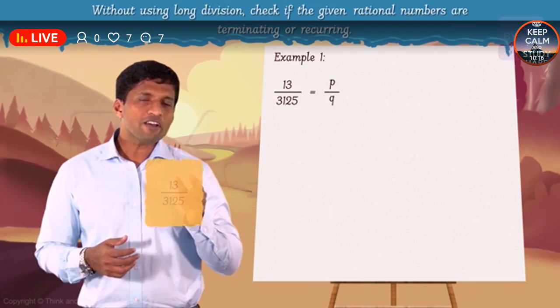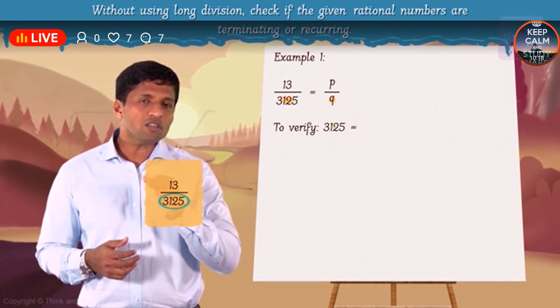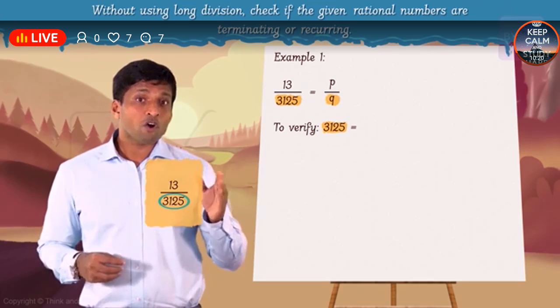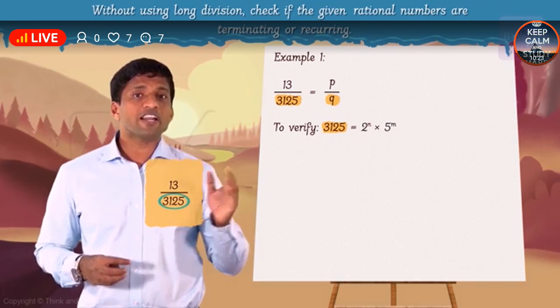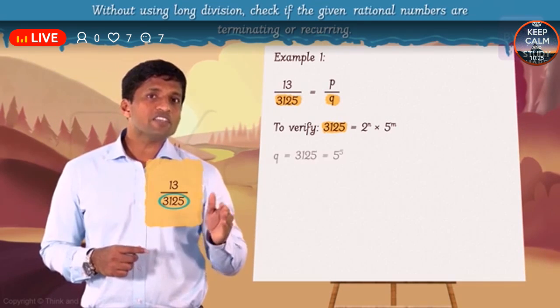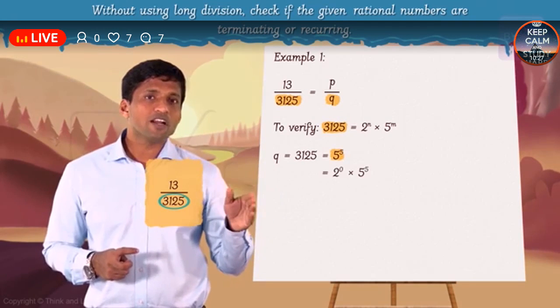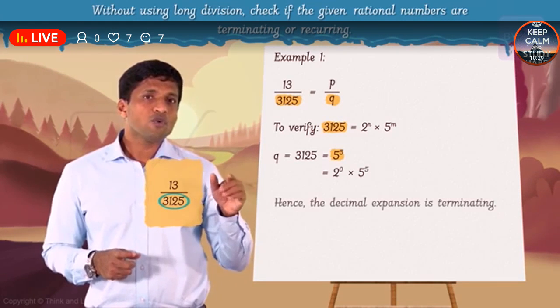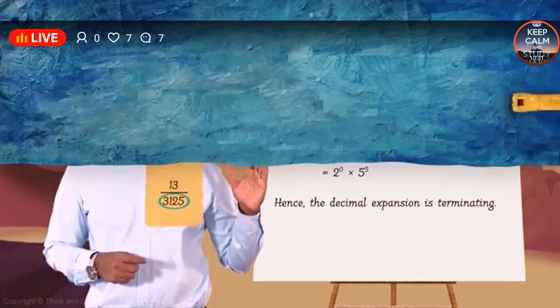What do you need to verify? You need to verify whether this number 3125 is of the form 2 raised to n 5 raised to m. So 3125 is actually 5 raised to 5. That is why this one will have a decimal expansion which is terminating.